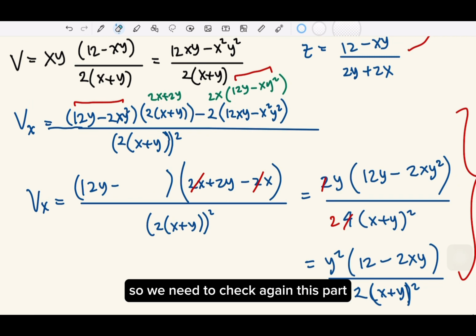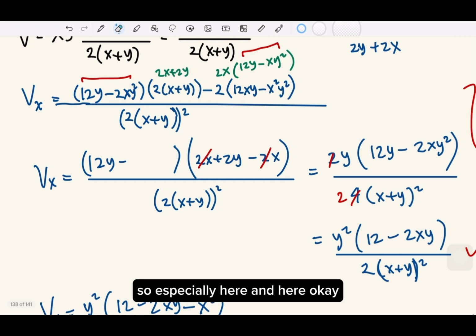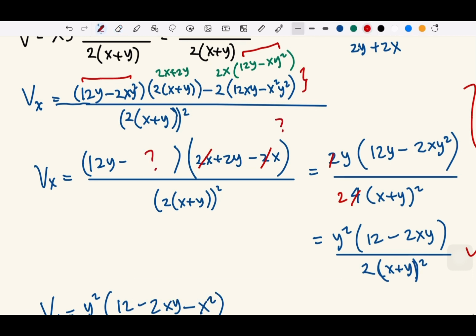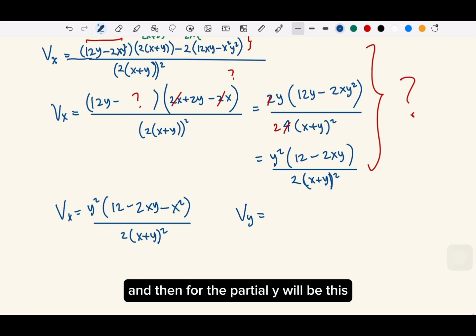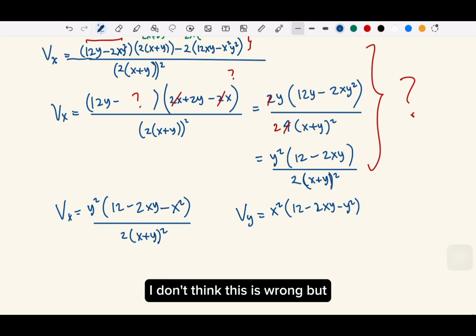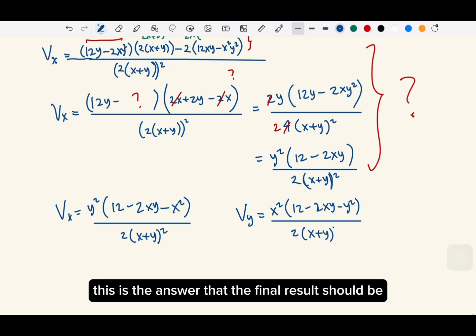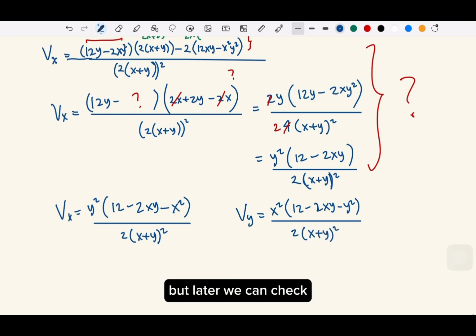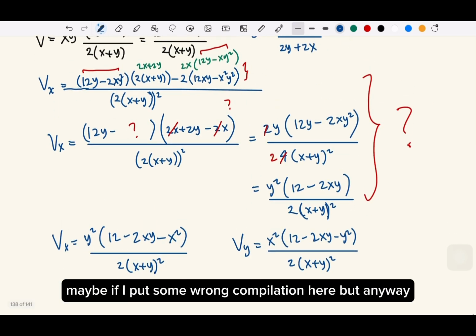So we need to check again this part, especially here and here. But the answer for the partial x is that, and then for the partial y will be this. I don't think this is wrong, but this is the answer that the final result should be. But later we can check. Maybe I put some wrong calculation here.